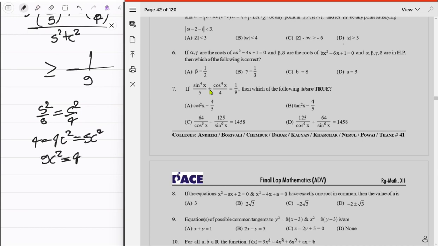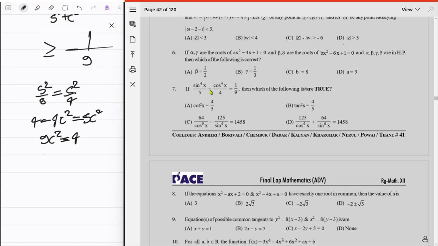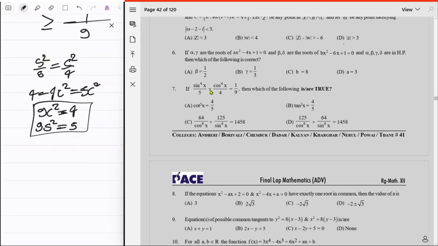एंड सिमिलरली तुम्हें मिलेगा 9 s square is equal to 5, right? इसमें ये चीज मिल जाएगी. So what does this mean? We just want to figure out first of all cot square, which is 4 upon 5. So A is correct, tan square is not 4 upon 5. 64 upon cosine power 6 is 4 upon 9 का power, okay, 3.